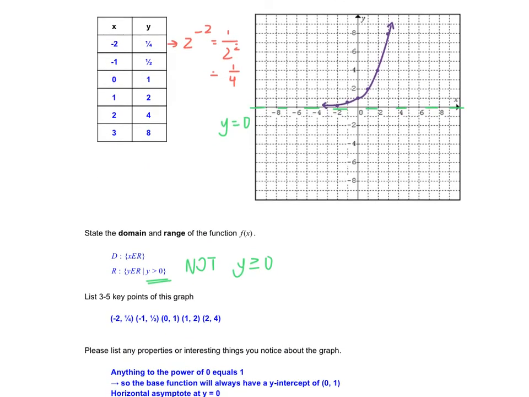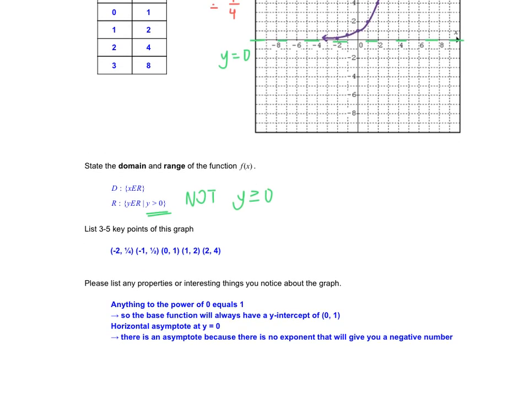For my key points, I put everything from my table. And then I just mentioned that anything to the power of 0 is equal to 1. So regardless of what your base is, whether it's 2 to the power of x, 5 to the power of x, 10 to the power of x, the y-intercept of the base function will always be 1, because anything to the power of 0 is 1. And then I mentioned the horizontal asymptote and that little explanation as to why there's an asymptote on that x-axis.